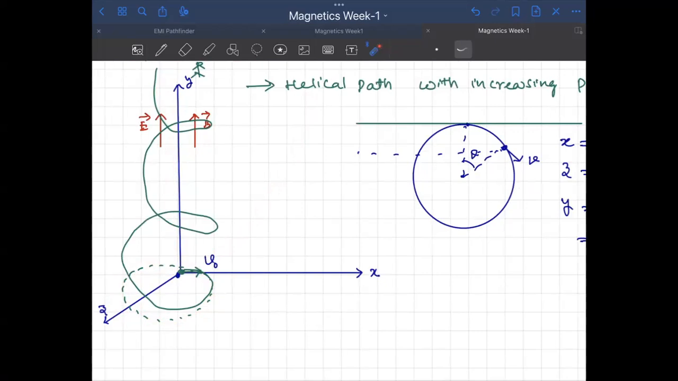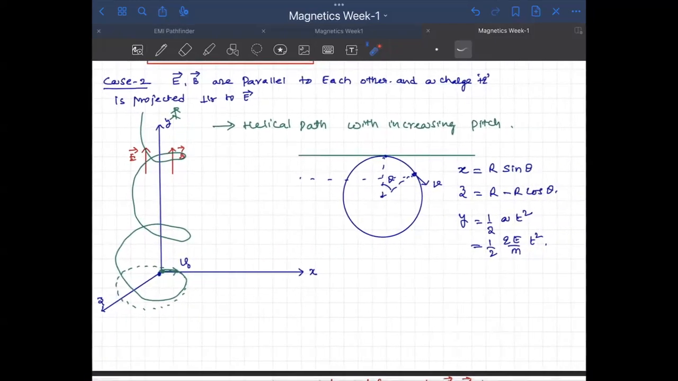But the magnetic field exists. So what will happen? The magnetic field will rotate this component. Besides, there is acceleration in the direction of Y. As a result, it goes in a helix path, but not a uniform helix. If the pitch is X here, the next pitch is not going to be X. So it goes in a helical path with increasing pitch. Do you have any doubt till now?